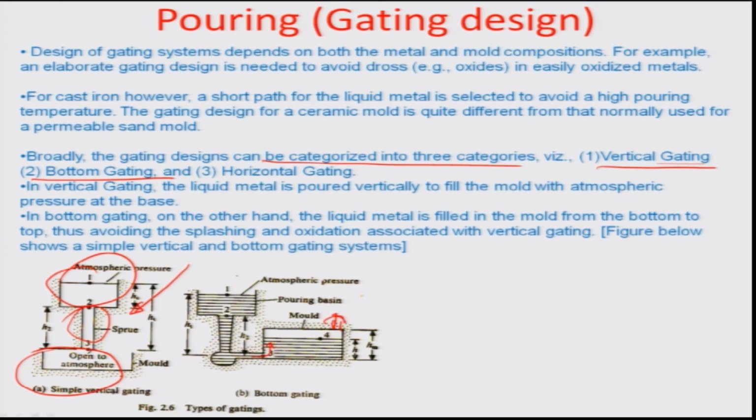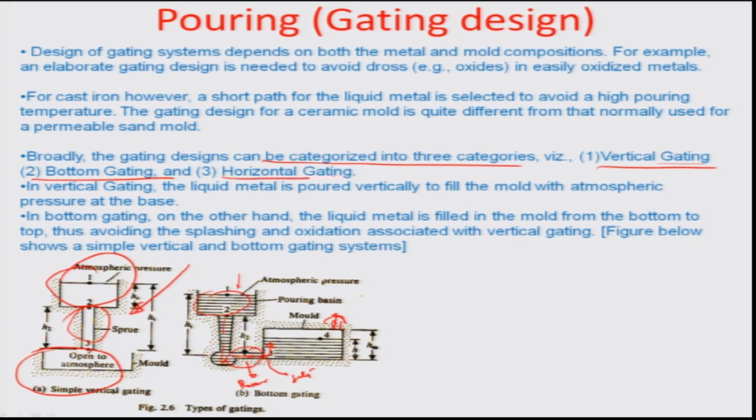And there is atmospheric pressure on one side, which gives the liquid metal in the pouring basin the push to flow downward and go into this region, which is known as the runner region. And this right here is the gate region. So, these are the two different kinds of gating systems.